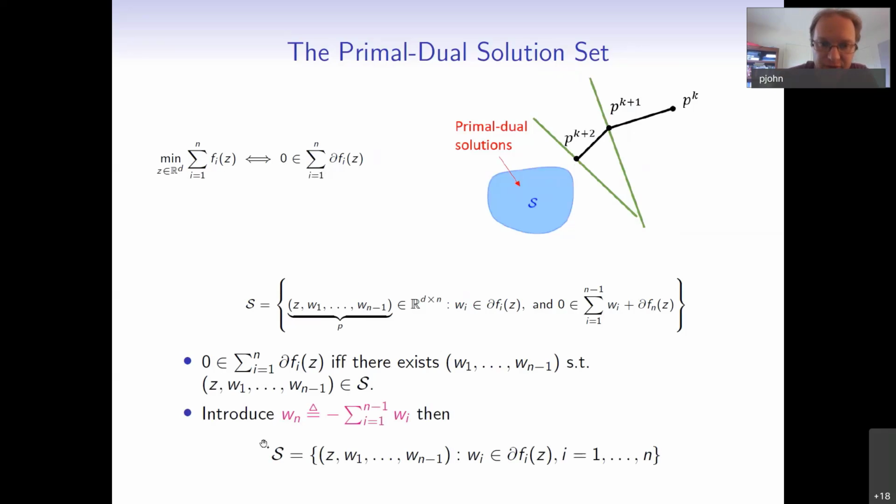It'll make our lives a bit easier if we introduce one more dual variable, wn, which is just equal to the negative sum of all the other dual variables. Then our condition is just that each wi is a subgradient of fi at z. I think this is equivalent to KKT duality. It's just that we're writing everything in terms of the monotone inclusion, so it's a little different to how you might have seen it elsewhere. But essentially, these wi's are the dual variables. So this is the definition of S, the solution set, and what we're looking to find is a point z such that this condition holds.